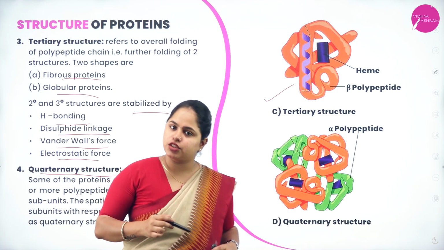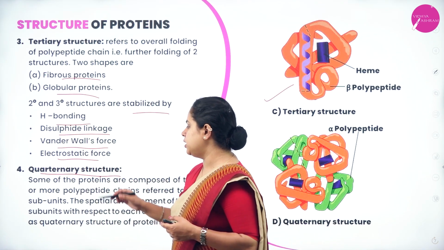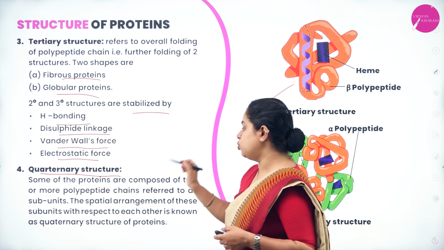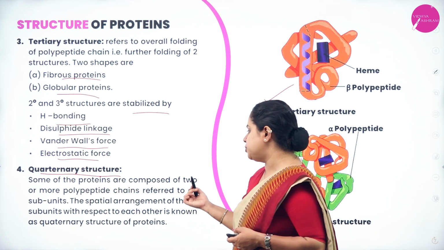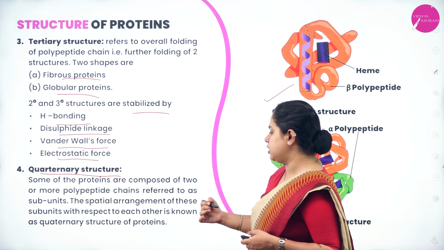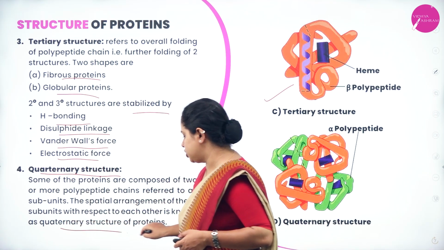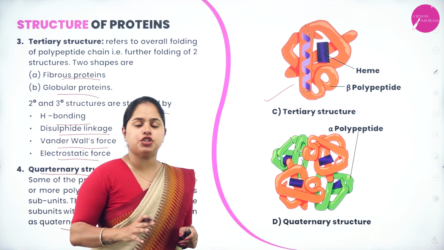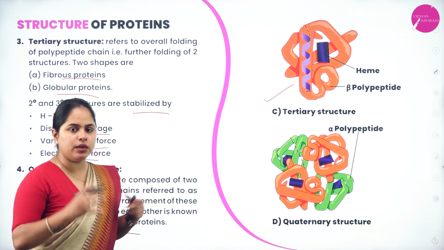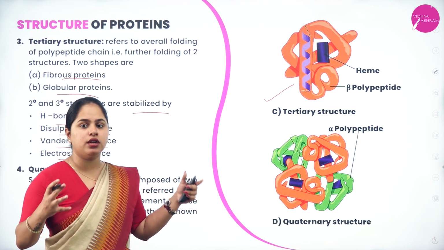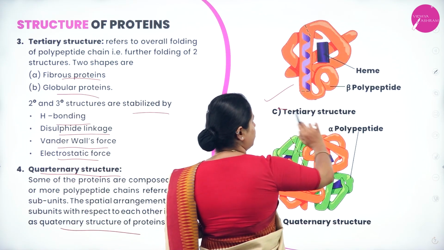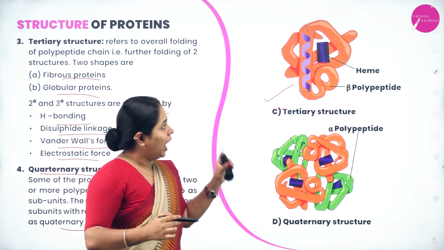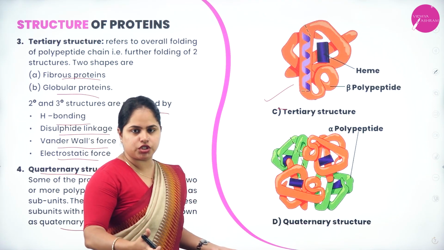Now moving on to the last one, that is the quaternary structure of protein. Some of the proteins are composed of two or more polypeptide chains referred to as subunits. The spatial arrangement of these subunits with respect to each other is known as the quaternary structure of protein. So the quaternary structure is the final structure of the protein. Again, this tertiary structure. So what does that mean, quaternary structure? You can see this is one unit or one subunit, and further other tertiary structures will be there, right?